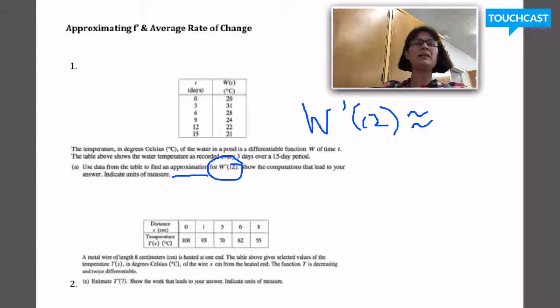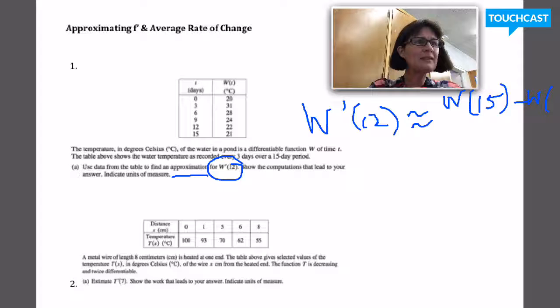So I would choose here 2 ordered pairs. This is like the one problem I've seen where there are a couple of different options you could use. I might choose 2 ordered pairs on either side of 12. You could use 12 and 15 or 9 and 12, include 12 in your answer. But I'm going to use 9 and 15. I'm going to say that's like W of 15 minus W of 9 over 15 minus 9.